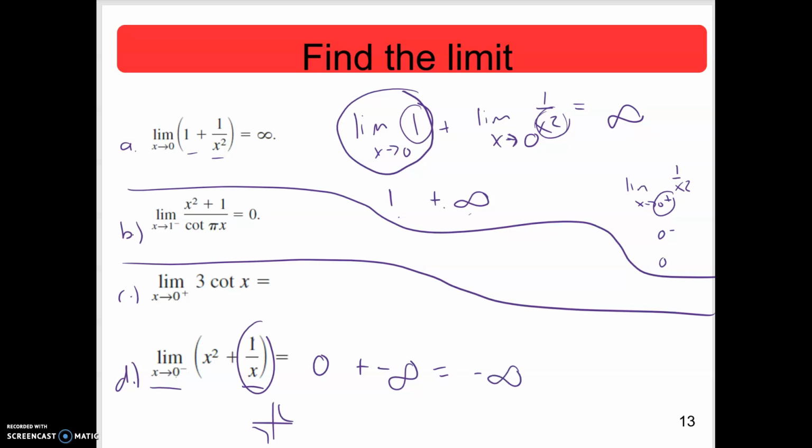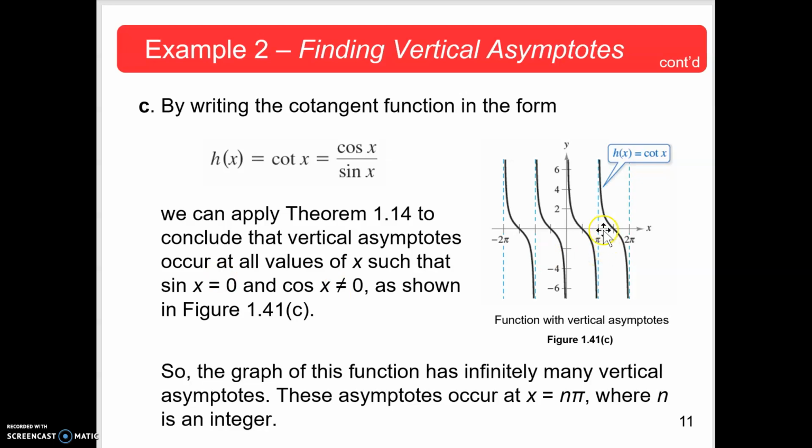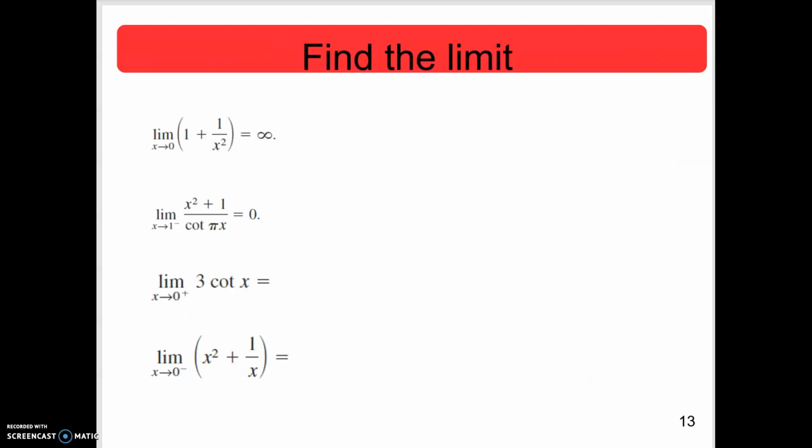How about your cotangent as you approach 0? So we just talked about that one in the last one. As I approach 0 from the right, here's your cotangent. It's going up to infinity. So that means 3 times infinity basically is what we're saying here. That's still infinity. Okay, so I'm running out of time for this video.